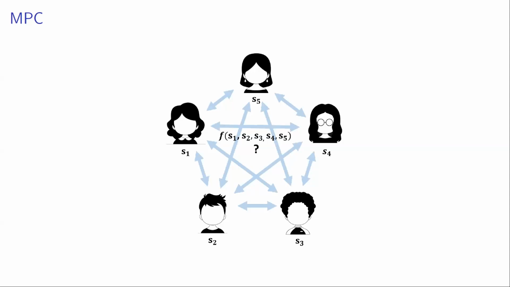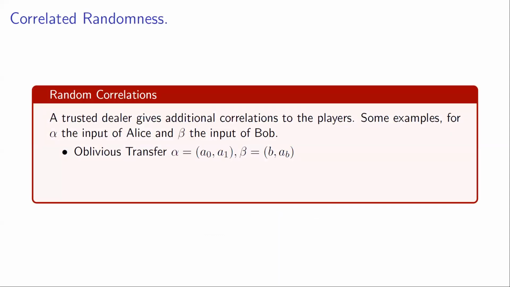I think you probably know, but MPC is a set of techniques to compute a function over secret information without revealing the secret input. I want to start this talk by explaining the importance of random correlations in MPC. What do I mean by random correlations? I mean that a trusted dealer will come and give you additional inputs. It will give alpha to Alice and beta to Bob.